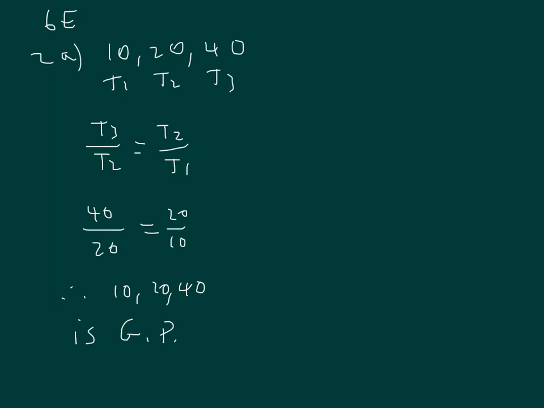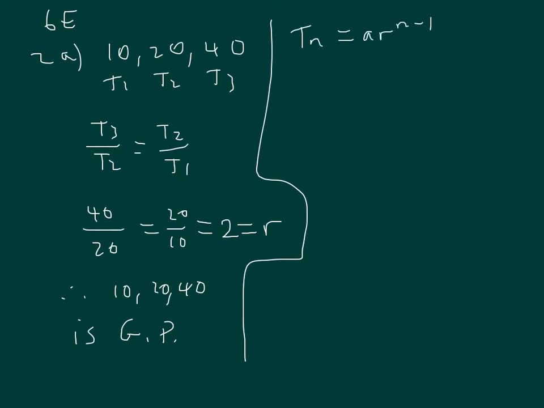Alright, the next thing it asks us to do is to write the common ratio. Well, you'll notice we've just found the common ratio. That equals 2, which is the common ratio. So what we're required to do now is to find T6. Let's just write the formula. We know that Tn equals AR to the n minus 1. We know that Tn equals 10 times R is 2 to the n minus 1.